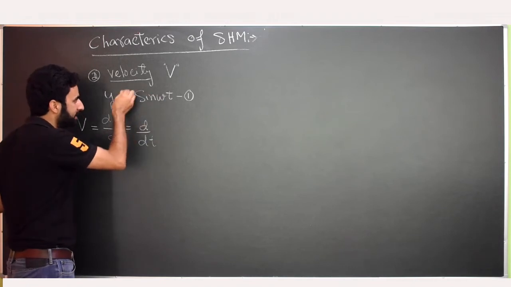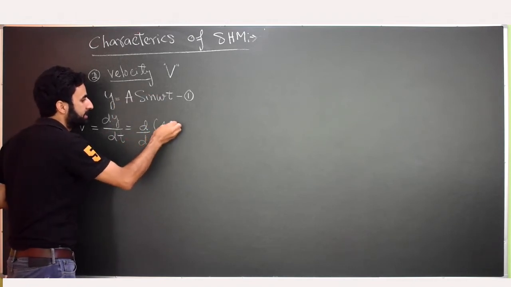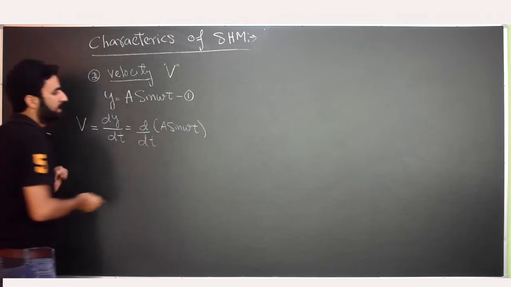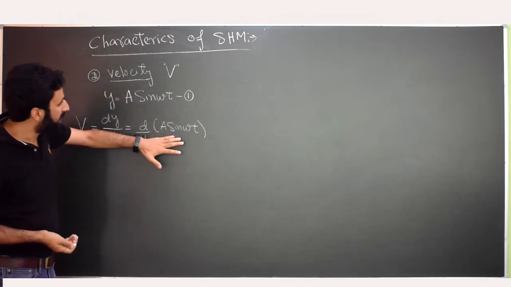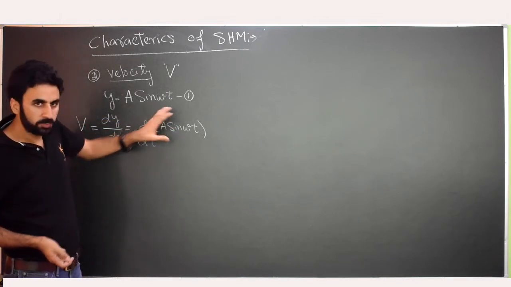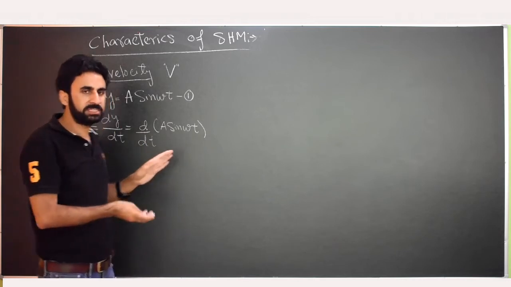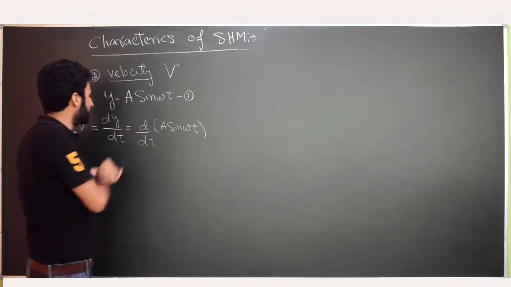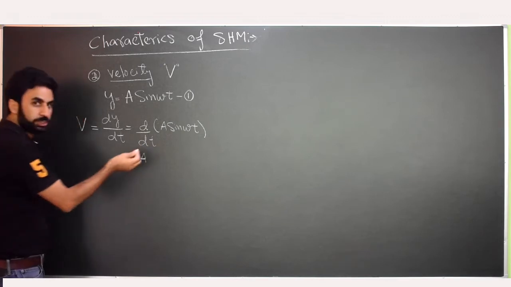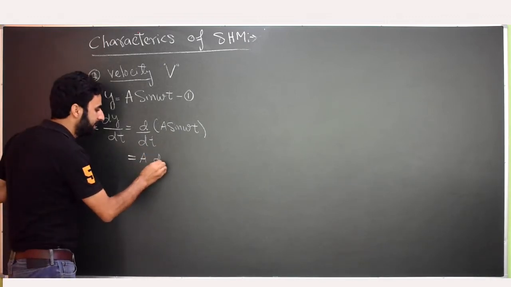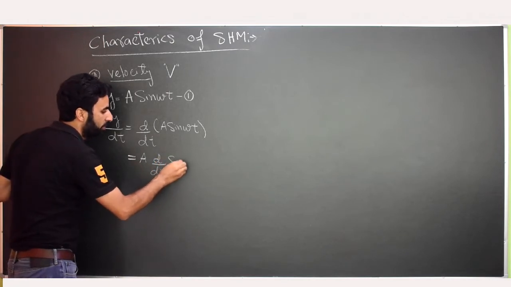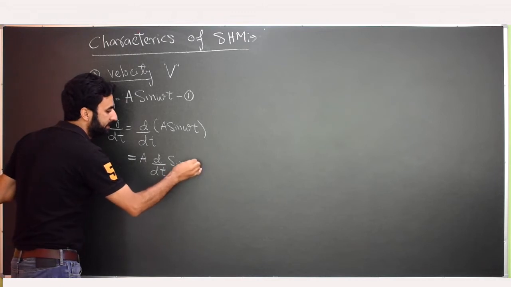So y is this thing, that is A sine of omega t. Now, there is a basic rule while processing differentiation: if you have any constant involved within a function which has to undergo differentiation, the constant comes out of the differentiation. So this A will come out. A is amplitude, which is constant. So this will be equal to A d by dt of sine of omega t.